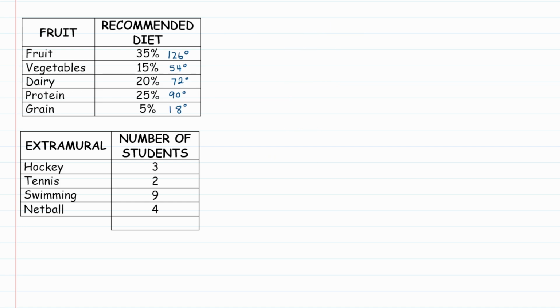For question 2, before I begin working out the angles, I first need to calculate my frequency. When I add 3, 2, 9, and 4, I get 18. This is my denominator. 3 out of the 18 students chose hockey as a sport, so I'm going to start by saying 3 out of 18 times 360 over 1. After cross-cancelling, this gives me 3 over 1 times 20 over 1, which is the same as 3 times 20, and this gives me an answer of 60 degrees.